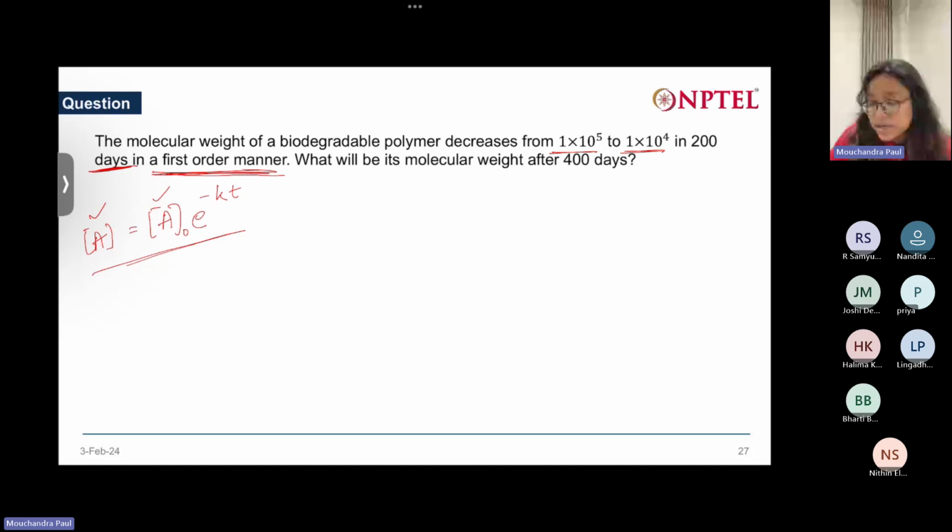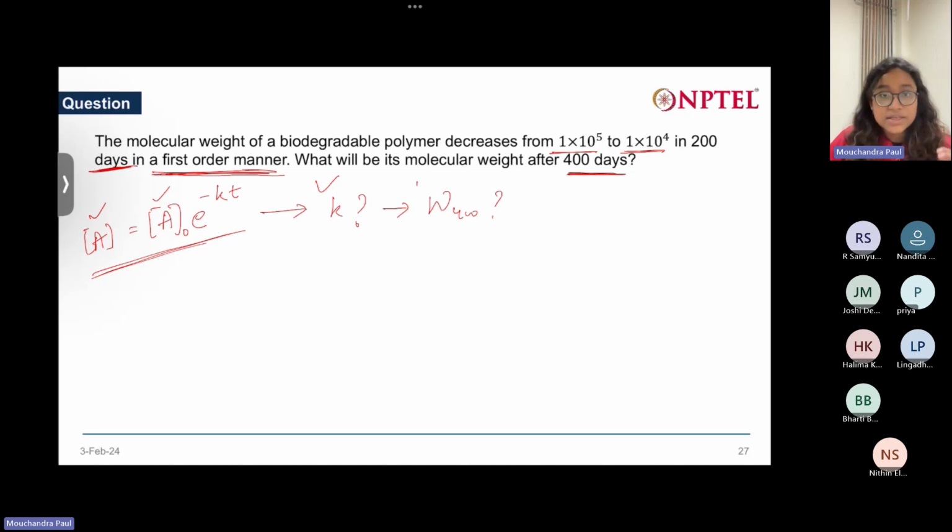First, we have to obtain the value of the rate constant. Once the rate constant is with us, then we can answer the next part, that is the molecular weight after 400 days. If I'm writing molecular weight as W, then at 400 days I'll be able to calculate it. First we have to find the rate constant, and then we'll be able to find the answer that they're looking for.